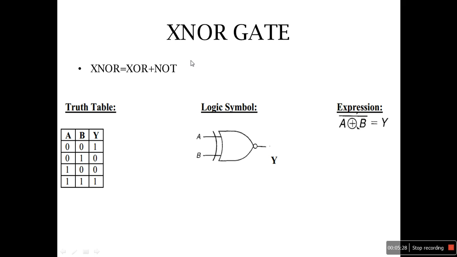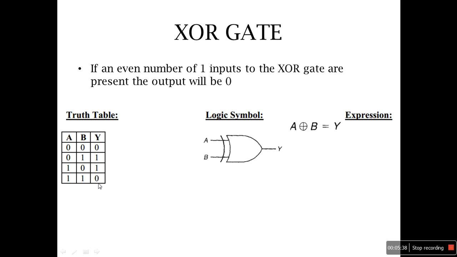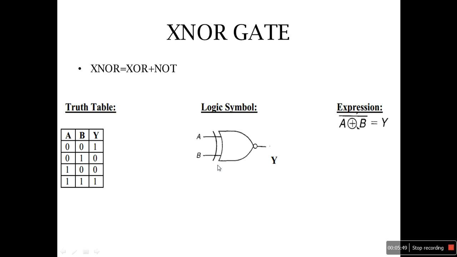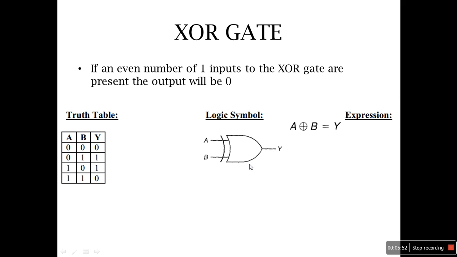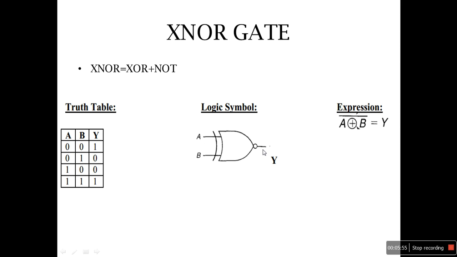The next gate is the XNOR gate. Again, it is an XOR gate followed by a NOT gate. So whatever was the output for the XOR gate, the XNOR will be the complement of this. For XOR we were getting 0 1 1 0, here we will get 1 0 0 1. The logic symbol is an XOR gate with a NOT symbol added in front of it, so that becomes the XNOR gate. The expression is A XOR B, whole complement.